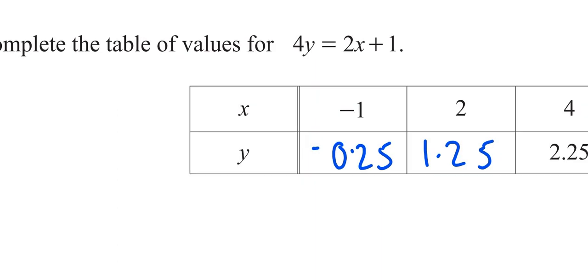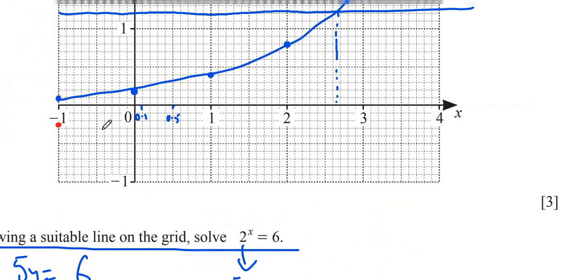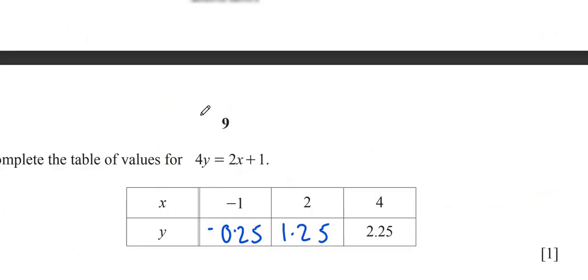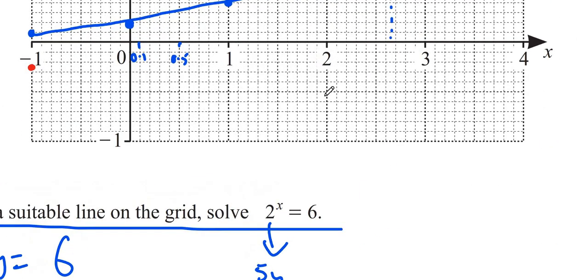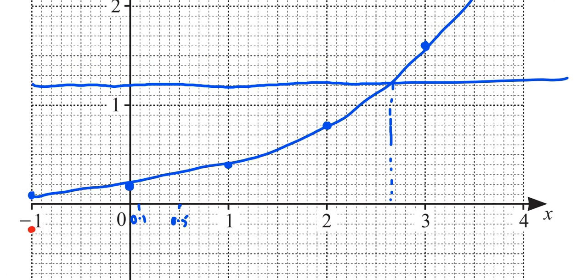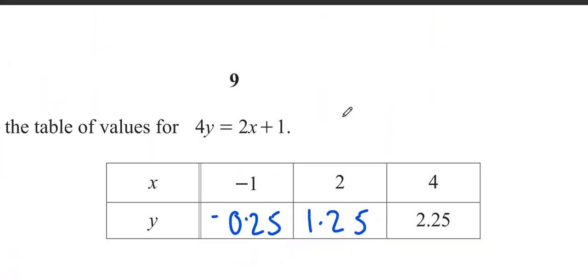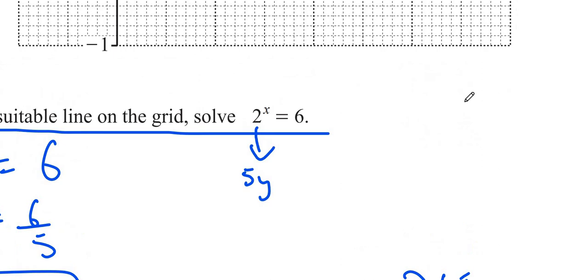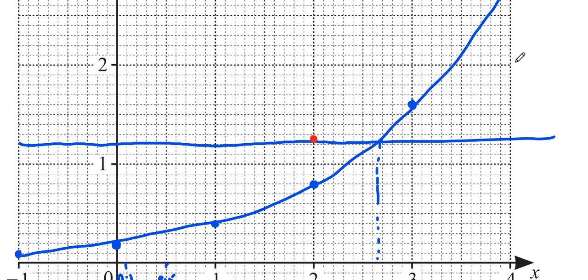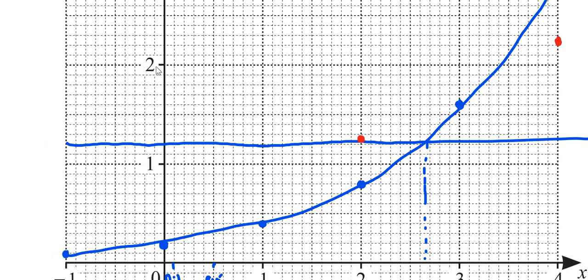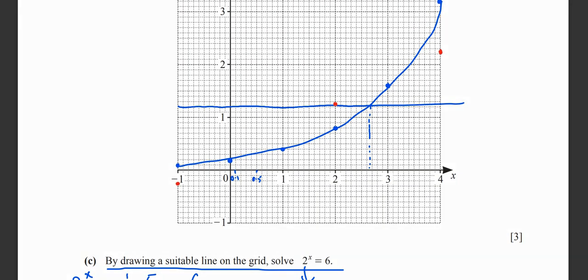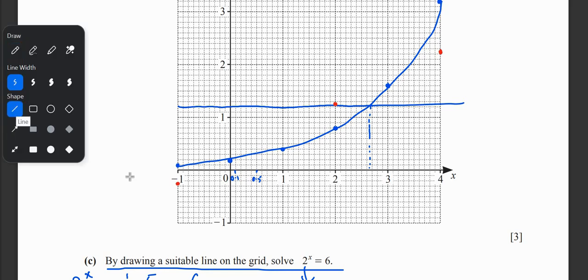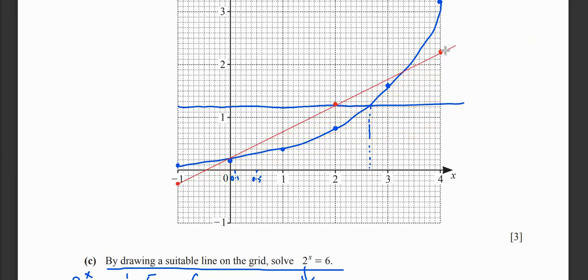So now since we have the values, we are going to plot the graph. I plotted the first point for you guys. Second point is 2 comma 1.25, which is going to be 1.1, 1.2 over here. And the third point is 4 comma 2.25, which is 2.1, 2.2, 2.25, going to be somewhere here. Now we'll use a scale to draw a line. I'll make a line like this from here to here.